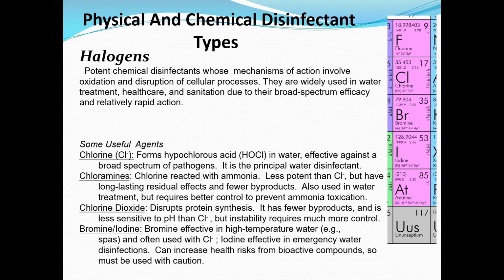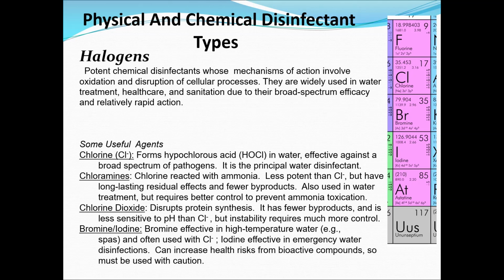Chloramines, formed by chlorine and ammonia, provide a longer-lasting residual disinfectant effect, especially in distribution systems. They form fewer harmful byproducts but are less potent than chlorine, requiring longer contact times and careful balance of chlorine and ammonia concentrations.